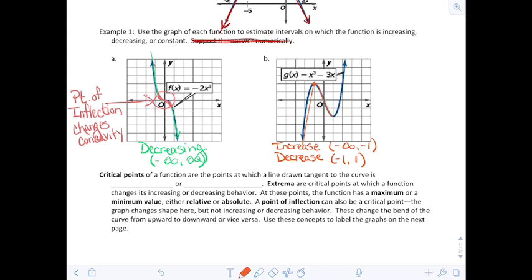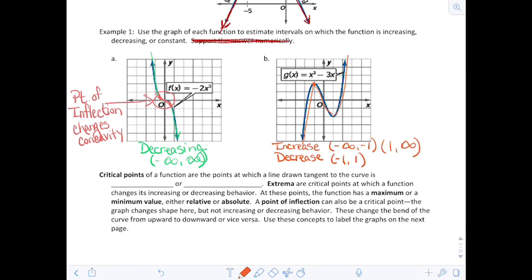Again, those values are included on the graph in the function, but we are writing intervals of increasing and decreasing, so we're using parentheses. Then from +1 to infinity, our graph is increasing once again.